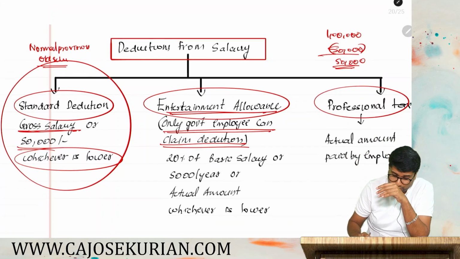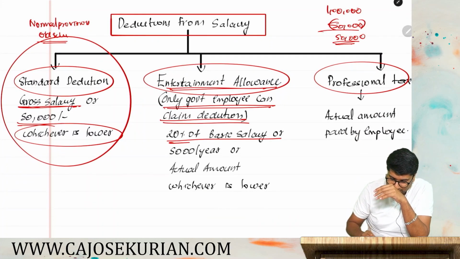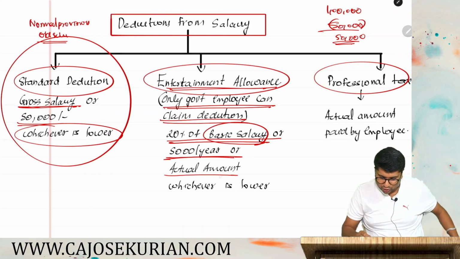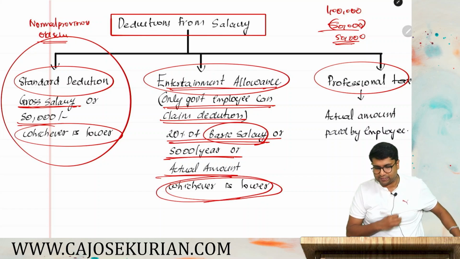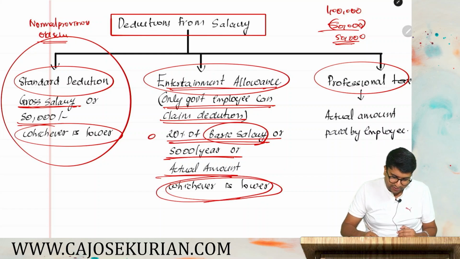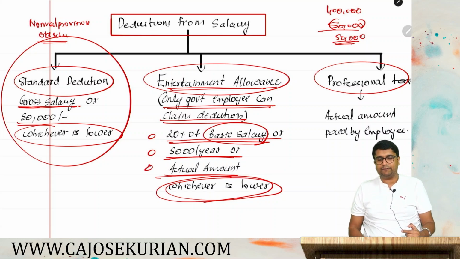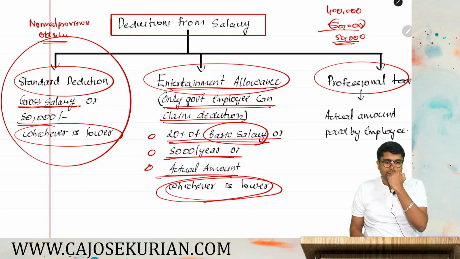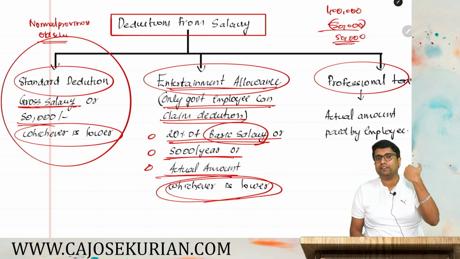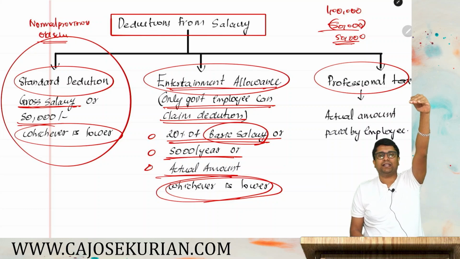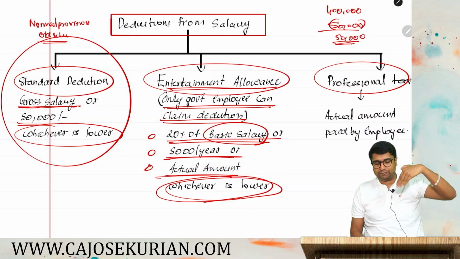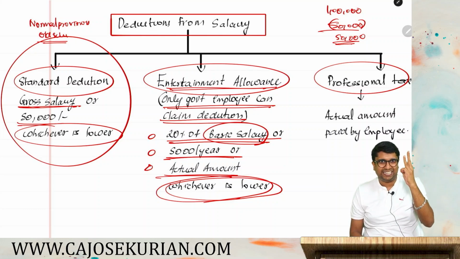Now, how do you compute the deduction? Either 20% of basic salary, or rupees 5,000 per year, or the actual amount, whichever is lower. There are 3 limits. Limit number 1, you take 20% of the basic salary. Limit number 2, 5,000 per year statutory limit. Limit number 3, actual entertainment allowance received. So the point is very simple. If you are a government employee, you can claim a deduction for the entertainment allowance that you have received. You have to add that entertainment allowance as a part of the gross salary. Then you can claim the deduction, whichever is lower out of these 3 limits.